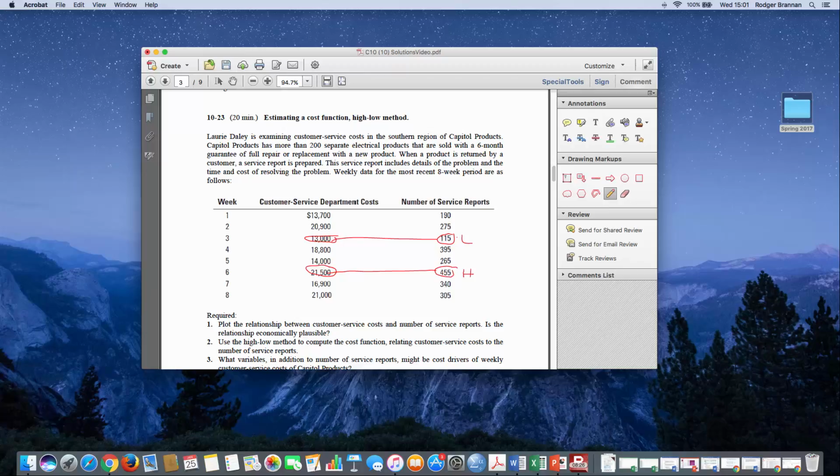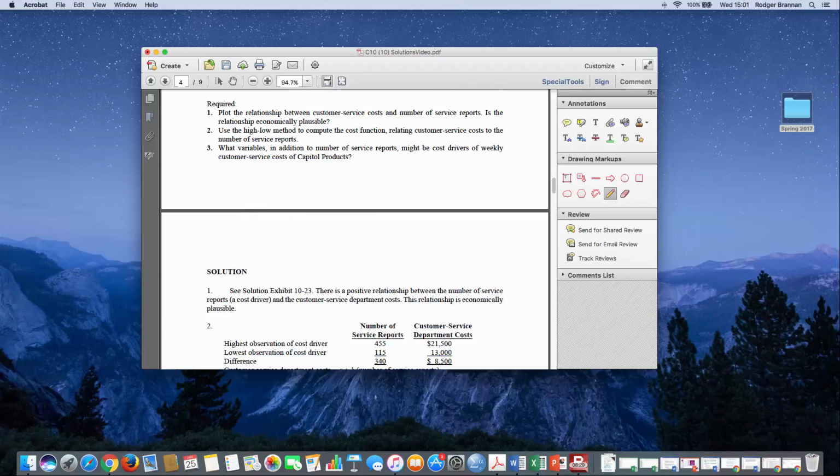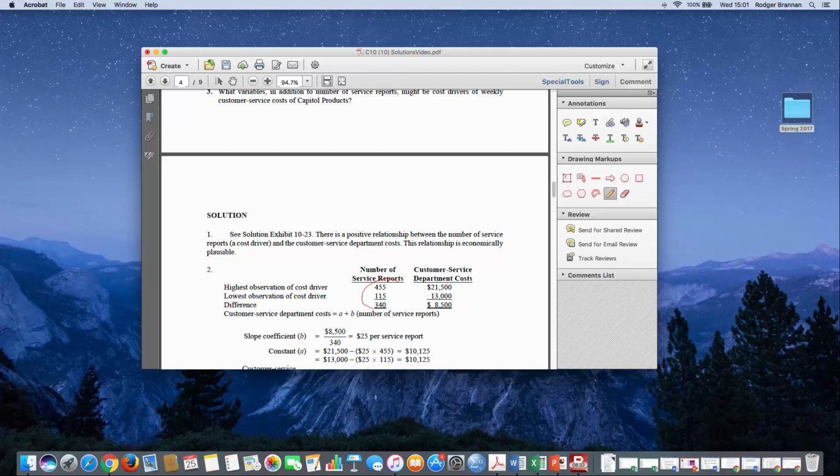And the high-low method would first of all start with the change in cost over the change in activity. So again, if I look at my change in activity, namely service reports, the change in cost here is 8,500 divided by 340. That gives me $25. Now, in terms of the y equals a plus bx formula, that represents my variable cost per unit. Now, I still need to figure out the fixed cost. The high-low method doesn't give you that directly, it gives it to you more indirectly.